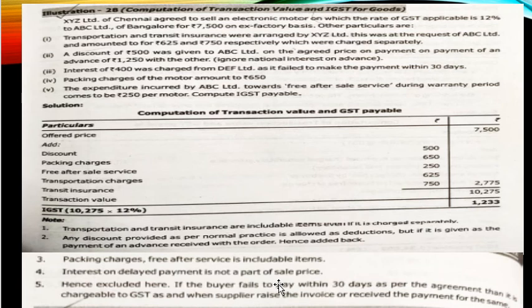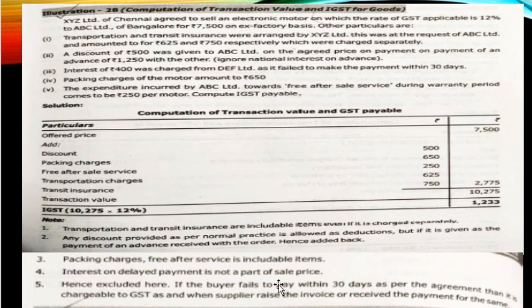Then other information is transportation and transit insurance. The first point is that transportation and transit insurance were arranged by XYZ, so the supplier has arranged it, and it amounted to 625 and 750. We will be adding this along with the sale price, which is the price of the goods that has been offered. Next, we have discount.